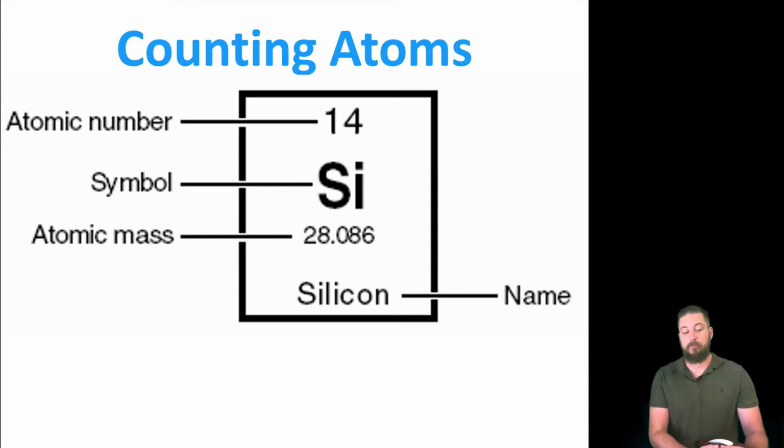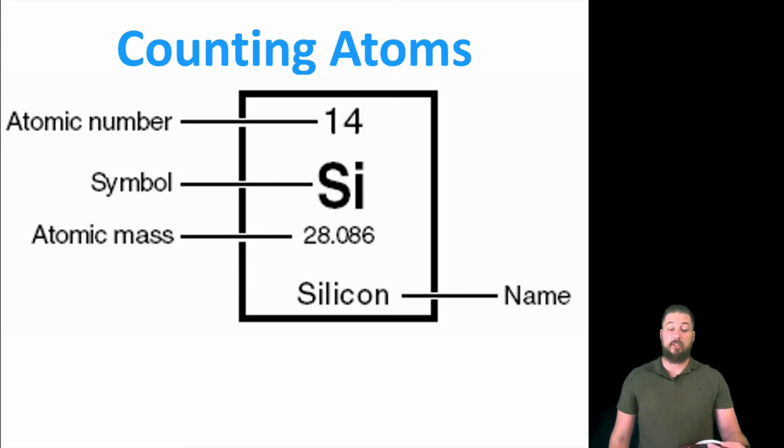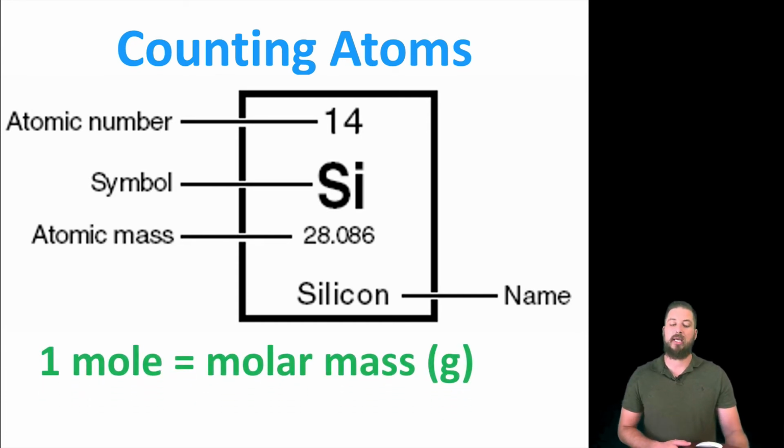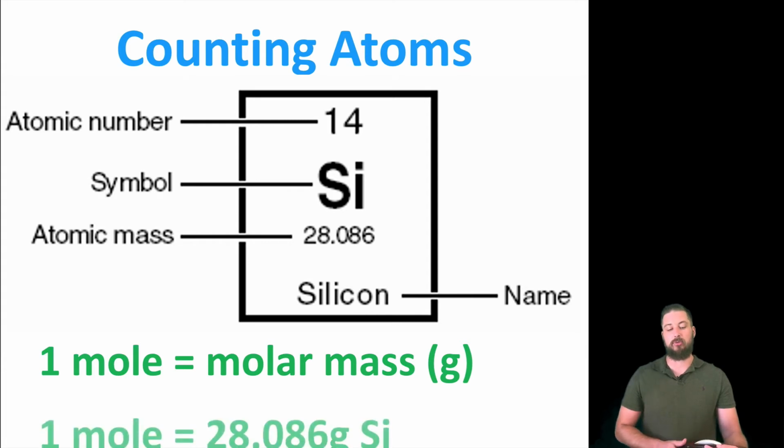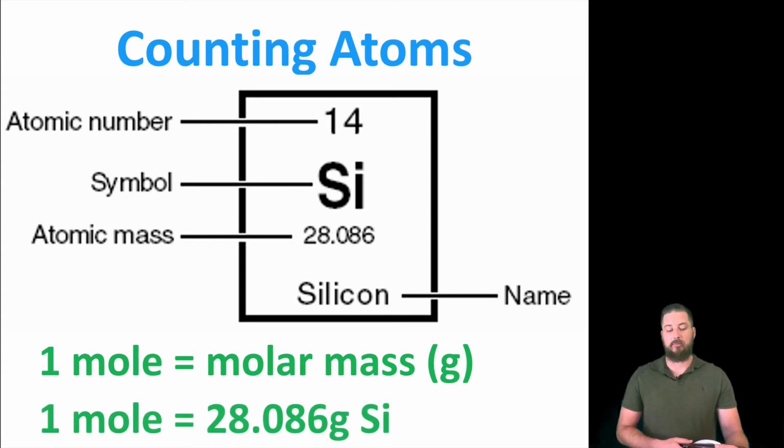So for example, the molar mass of silicon is 28.086 grams. That means if we had 1 mole of silicon, we would have 28.086 grams of silicon. Now, if we had 2 moles of silicon, we would have 28.086 times 2.